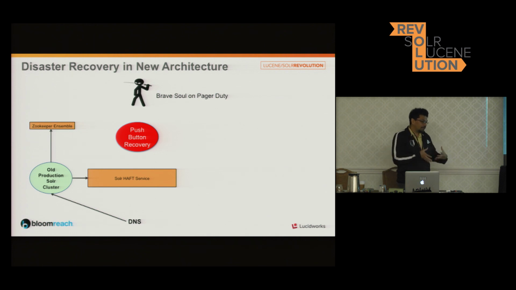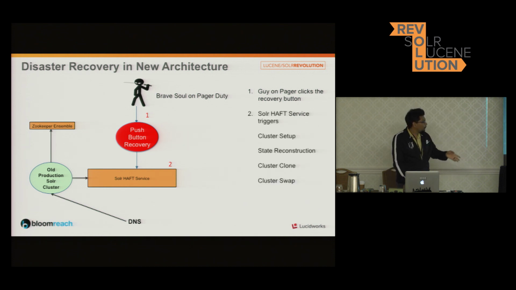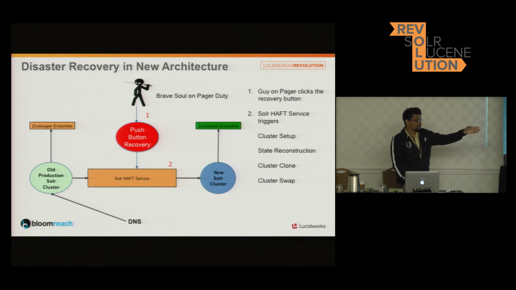Now, after the HAFT service, how our life has changed is it's as simple as this. We have a PagerDuty guy. We have a push button that goes and says, hey, create a new production cluster. That's it. First, he clicks on the recovery button. Second, the push button actually uses the HAFT service for all the other functionalities that I was mentioning earlier. First, it creates a cluster setup. Then it constructs the state from zookeeper and creates a new cluster. It clones all the data from the production cluster onto the new cluster itself through the HAFT service. And then finally, it does the cluster swap.